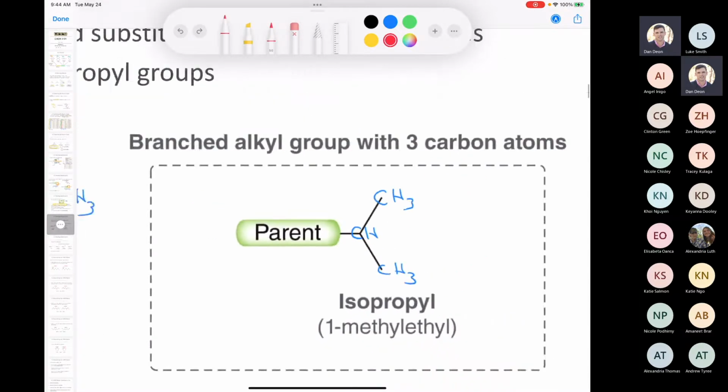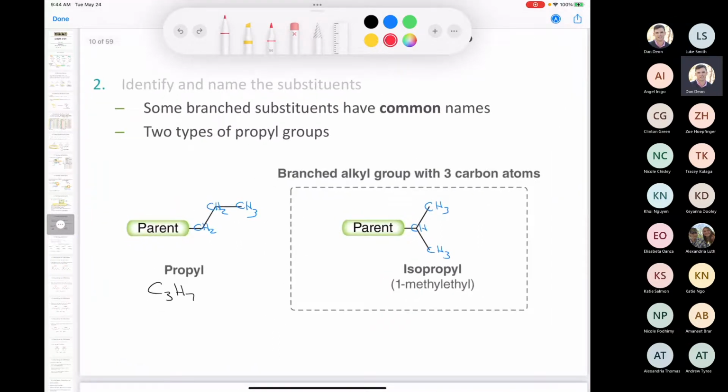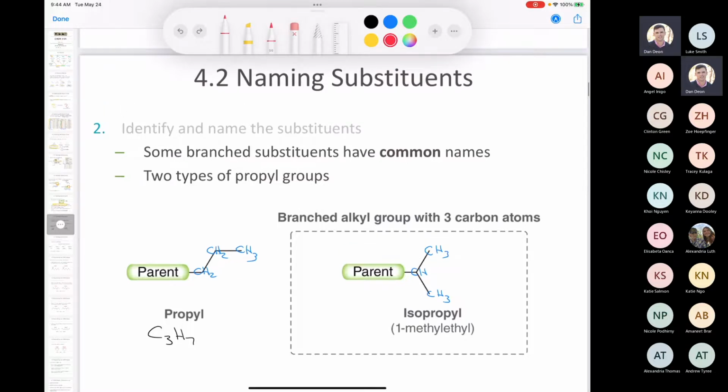So an isopropyl is just an isomer of a propyl substituent. So we have the propyl and the isopropyl. Give me a thumbs up if you follow me on the propyl and the isopropyl. Is everybody with me on that? Because we're gonna move on to the butyl.